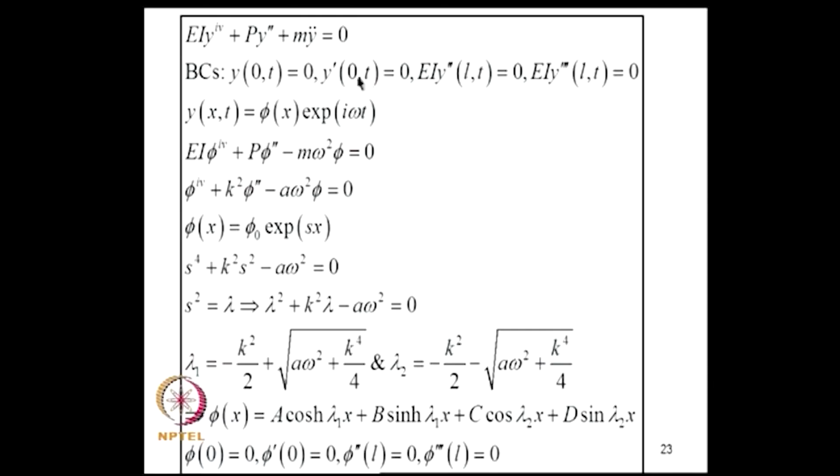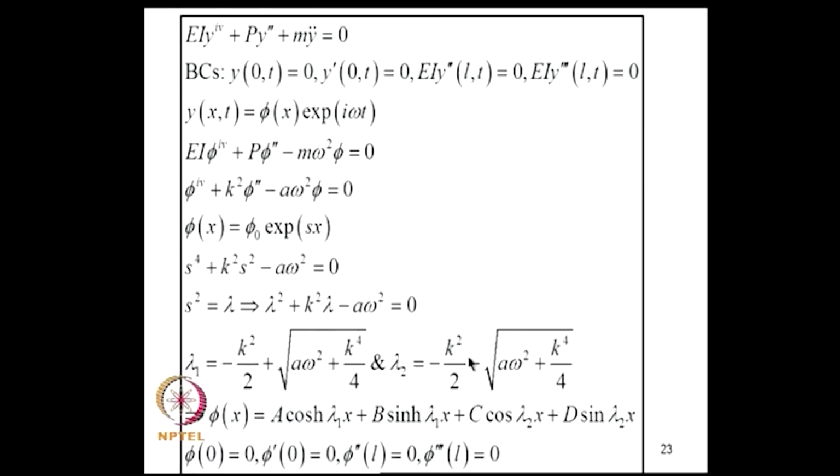So, the boundary conditions are: at x equal to 0, y and y prime are 0, and at x equal to L, bending moment and shear force are 0. I will again assume a solution where all points on the structure oscillate harmonically at the same frequency, and I get this eigenvalue problem. So, I divide this equation by EI and introduce k square and a parameter A, which is the square root of m by EI. Here this is a linear equation with constant coefficients, therefore, an exponential must satisfy this equation. So, I get phi of x as phi naught e raised to sx, and this is the characteristic equation. This is a biquadratic equation, so I can get the roots by solving this quadratic equation, and these are the roots.